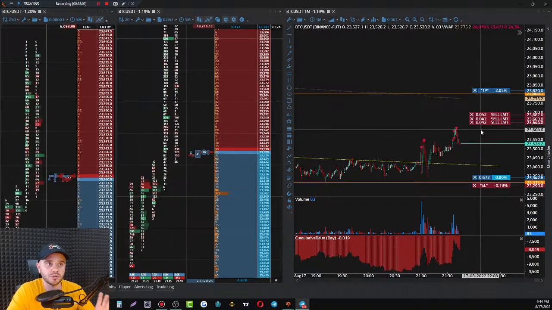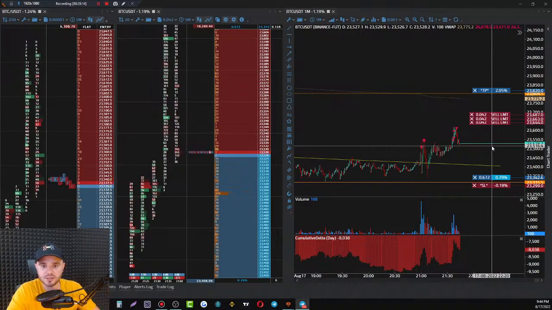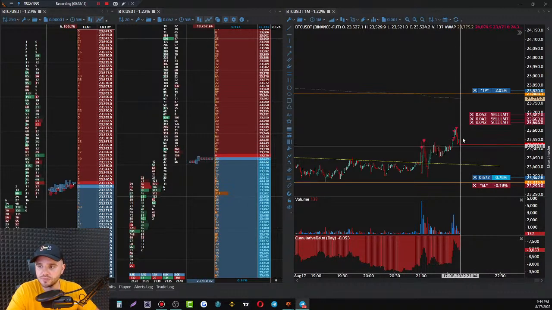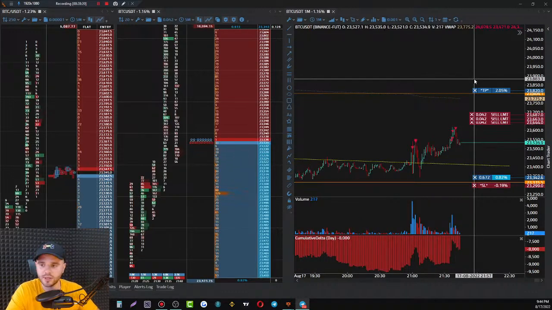Remember to book part of the profit if you took this trade with me, because there is no guarantee that price will go up more and more. Everything could happen, and that's why we have stop losses.